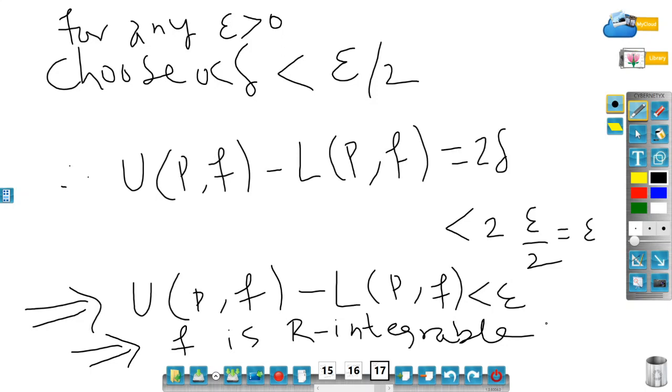There is an alternate solution to this. That solution I will probably discuss in a class. For the time being it is okay. Maybe in upcoming lectures we will have a few more properties of R integrability along with its applications.